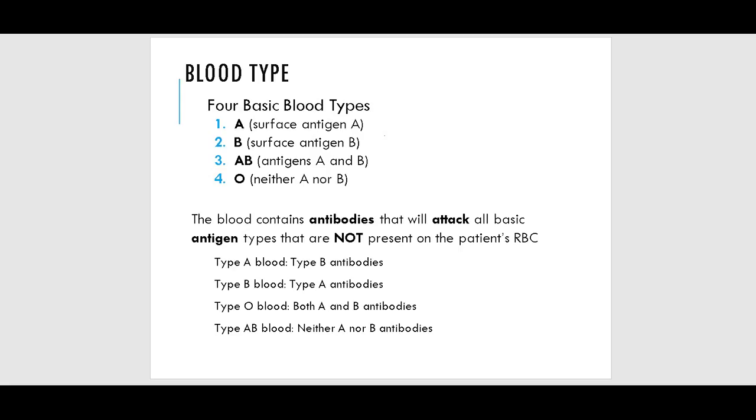Now your blood contains antibodies that are pre-programmed to attack any antigen type that you do not have present on your red blood cells. In other words, your immune system is primed to attack anything that is not self. So if you have type A blood, your blood has antibodies that are programmed against the type B surface antigen. If you have type B blood, your blood contains type A antibodies, or anti-A antibodies that will attack the A antigen. Type O blood has both A and B antibodies, and type AB blood has neither. Let's take a look at why this is.